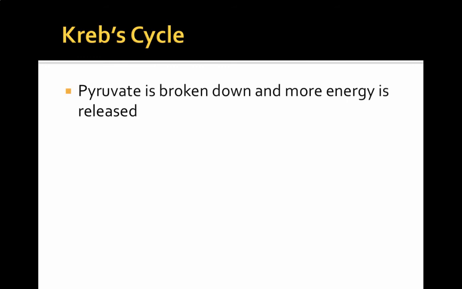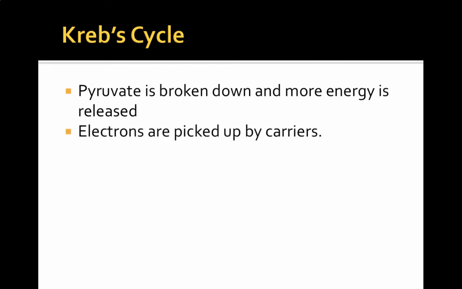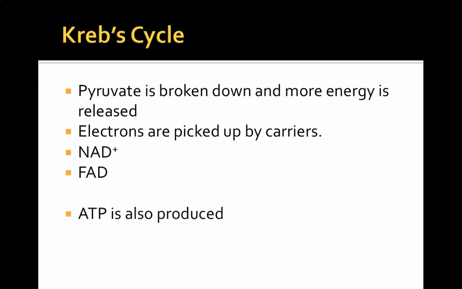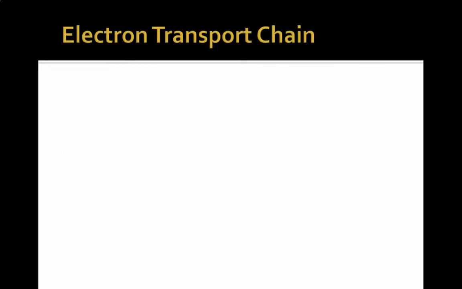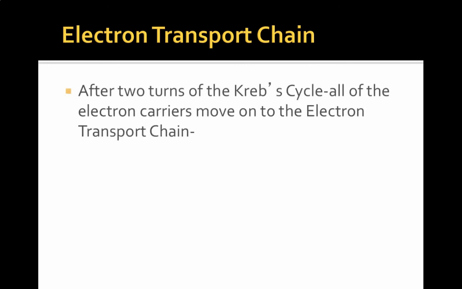The Krebs cycle, pyruvate is broken down and more energy is released. Electrons are picked up by carriers, NAD+, FAD, and ATP is also produced, just a little bit though. After the Krebs cycle, we move to the electron transport chain, and this is after 2 turns of the Krebs cycle because we had 2 copies of the pyruvate.